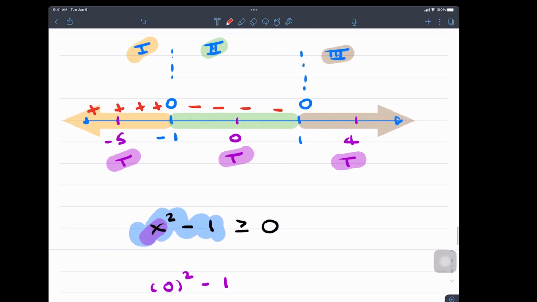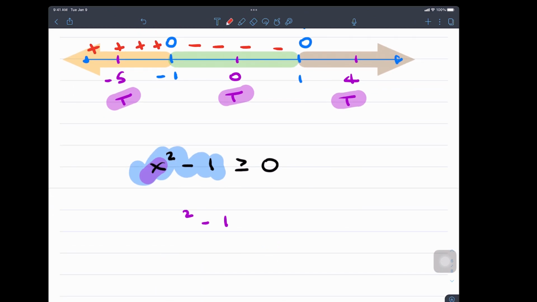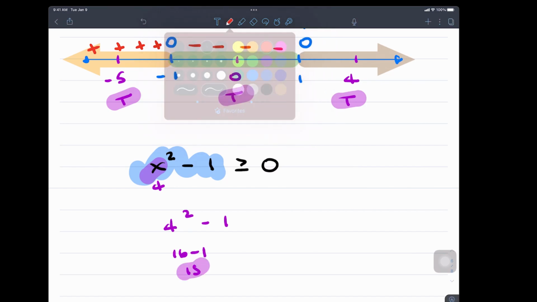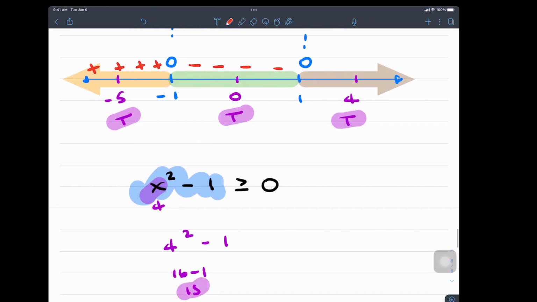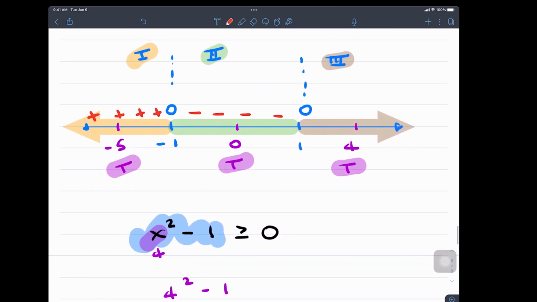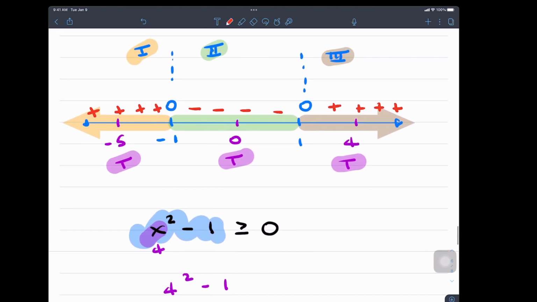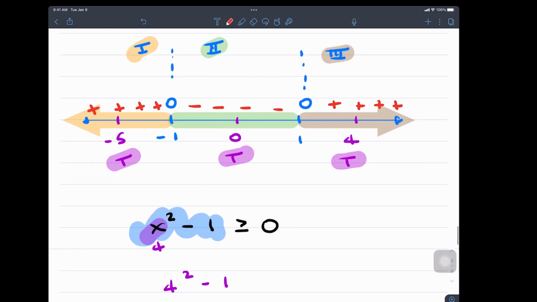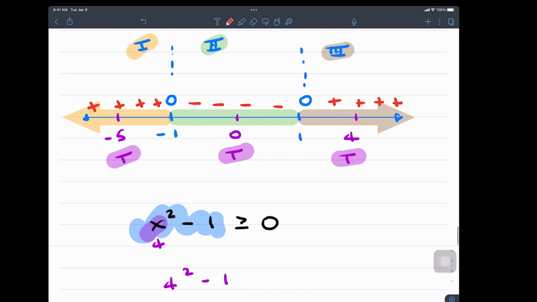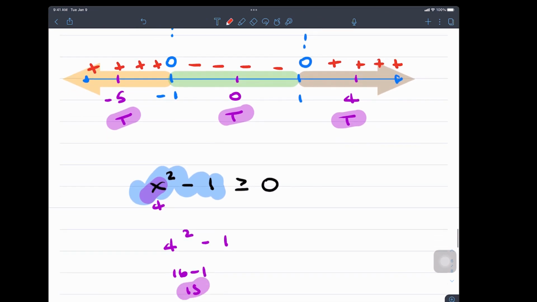So what about region 3? What do you do with region 3 now? Plug in what number? 4. You get 4 squared minus 1. Is that right? That's your test point, which will be 15. Is that number positive or negative? Is 15 positive or negative? It's positive last time I checked. So what is this called again? Sign analysis, is that right? Okay, you guys okay with that?